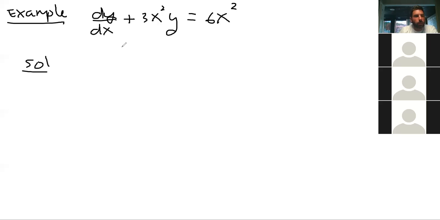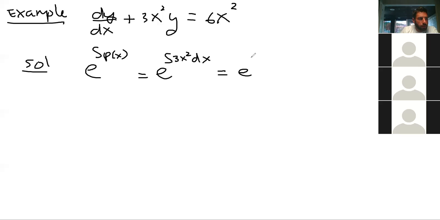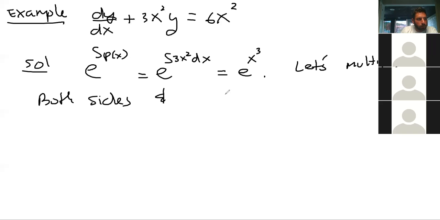So here's how I would encourage you to think about it. e to the integral of p(x) here is e to the integral of 3x squared dx, which becomes e to the 3x cubed over 3. So this just becomes e to the x cubed. So let's multiply both sides and recognize the product rule.